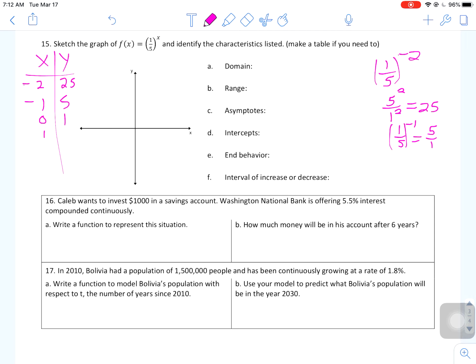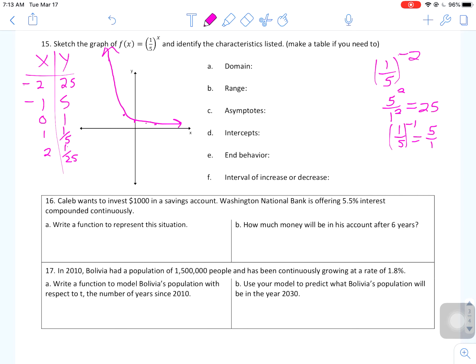1/5 raised to the first power is just going to be 1/5. And then 1/5 squared should be 1 over 25. So as I'm plotting, -2, 25 will be way up here, even farther up there, but I kind of run out of space on the graph. -1, 5 would be about there-ish. 0, 1, 1, 1/5, 2, 1 over 25. So the graph would look something like this.